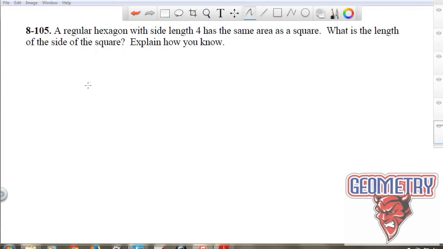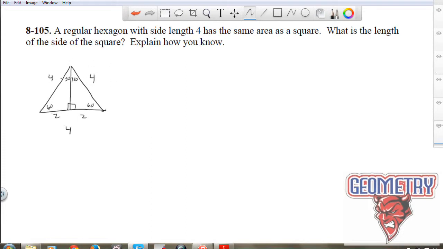So a regular hexagon has a side length of 4. Okay, so I'm going to jump to the part where we have this triangle, and there are 6 of these because it's a hexagon. Each of these is an equilateral triangle, so that's 60 and 60. This is the height of that equilateral triangle. The side length is 4, so that's 2 and 2. That's 4, that's 4. These are 30-60-90 triangles.